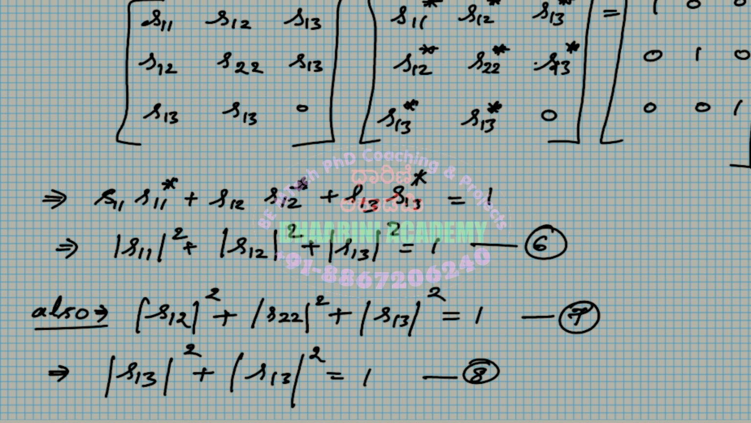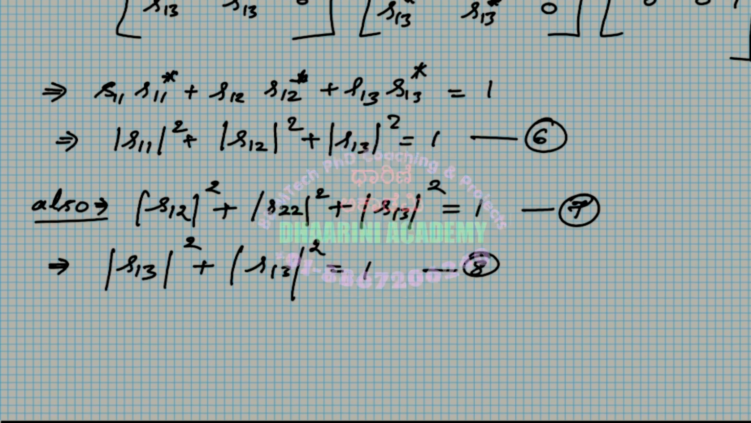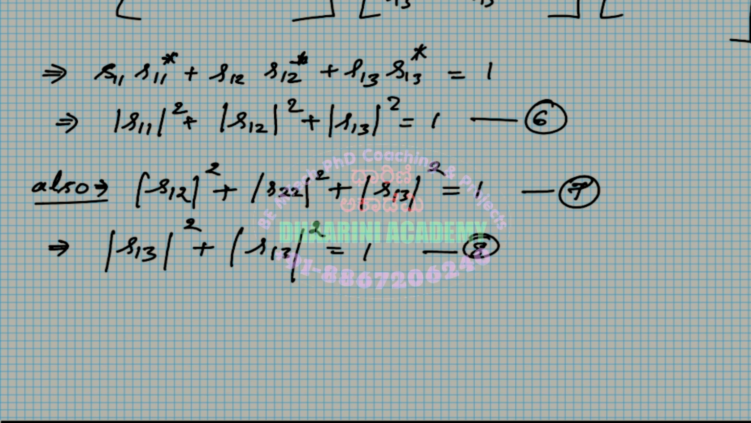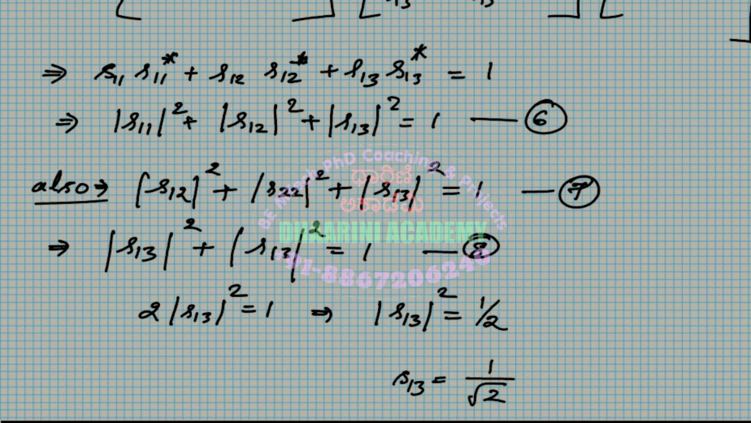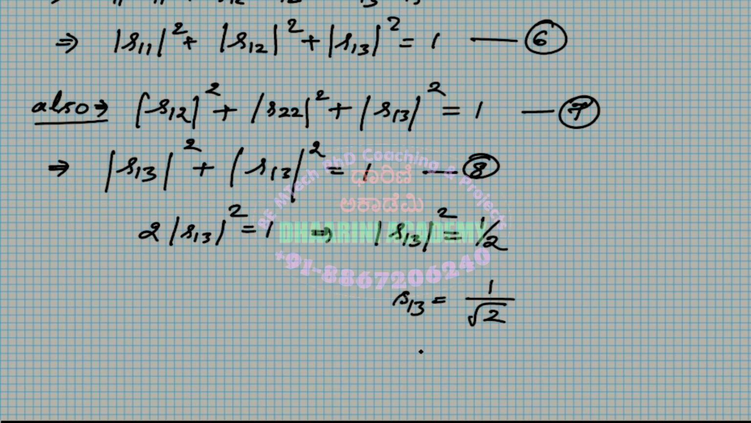So out of these three, I think you can use the third one to get one of the parameters. Right? So from 8, I can actually write 2 times magnitude of S13 square equal to 1, isn't it? So that implies magnitude of S13 square is equal to 1 by 2, right? So that means S13 is equal to 1 by root 2. So we got one of the parameters. Let's call this 9.